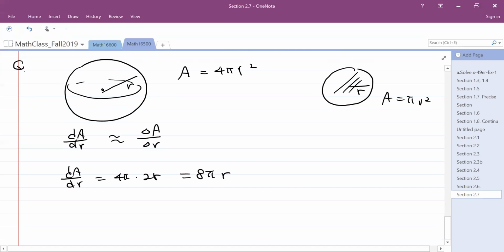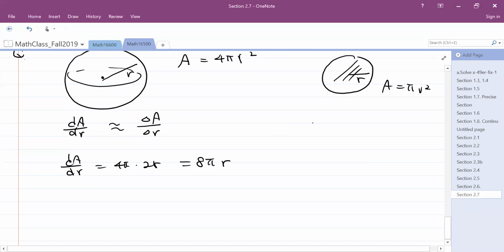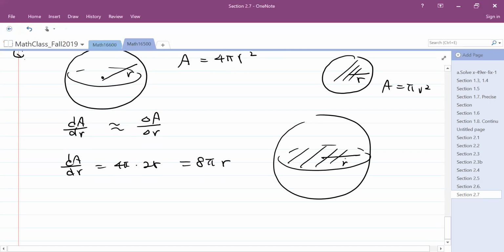Now let me explain the surface area. Look at the sphere. This is the radius. The cross section has an area of just pi r squared. If you divide the sphere into 4 equal parts, like a watermelon cut into 4 equal pieces, then because the surface area is 4 pi r squared, each piece has a surface area equal to the area of the disk in the cross section.